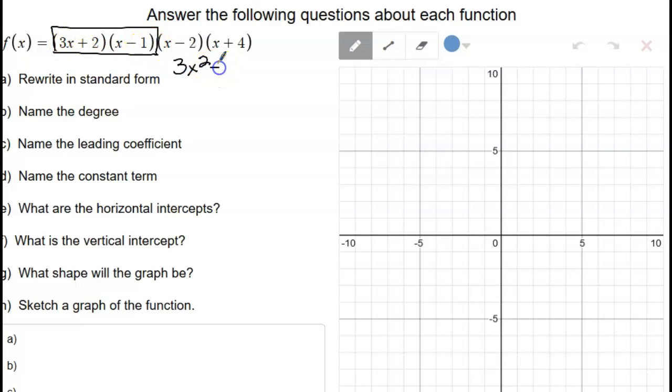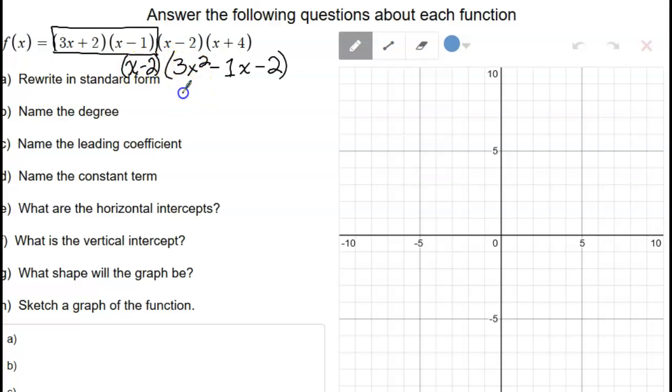3x times negative 1 is negative 3x. And then 2 times x is positive 2x. And when we combine those two, we're going to get a negative x. So I'm just going to leave that like that. And then 2 times negative 1 is negative 2. So now we're going to take this one and multiply it times that x minus 2.